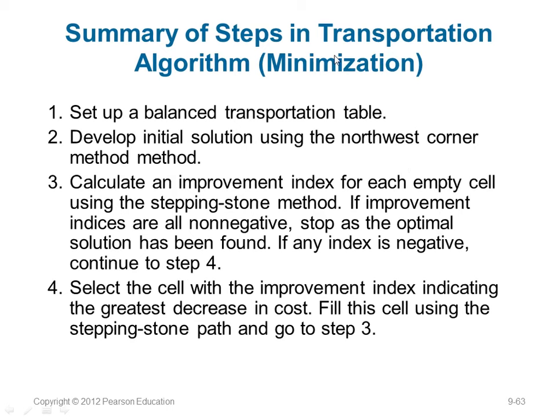In the case of the transportation algorithm, if you want to do minimization, set up a balanced transportation table, use the northwest corner method to allocate the initial solution, then do what is called the stepping stone. If you are doing minimization, if all the values are non-negative, you can stop. This is minimization. The previous one we saw is maximization. So if it is non-negative, then you can stop.